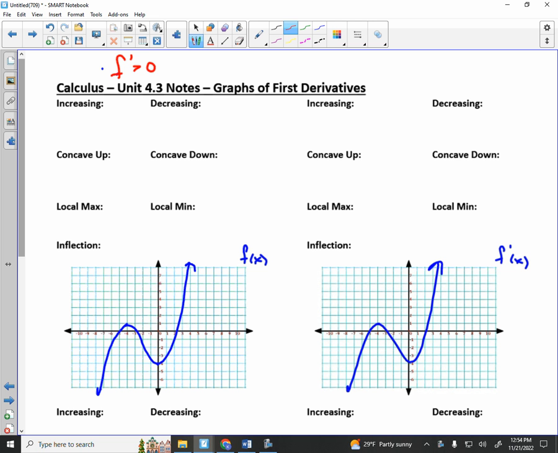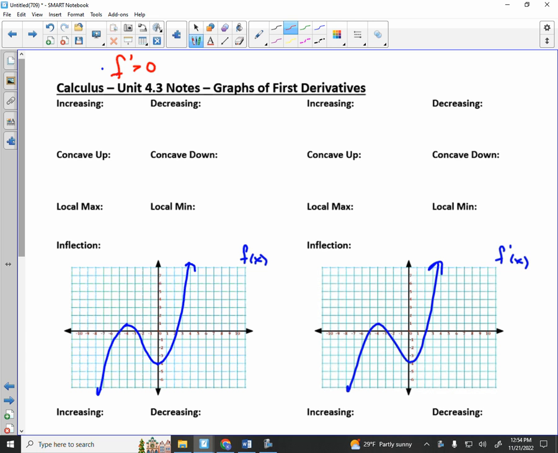Is this f prime? No. So I'm just wondering, when is this function on its way up? Yeah, from negative infinity to negative 4. See that? So you're looking at the original function. On the AP exam, 90% of the time, they will give you f prime. They won't give you f. Sometimes they'll give you f double prime. Sometimes they'll give you the original function. You must look at which one they give you and then determine accordingly.